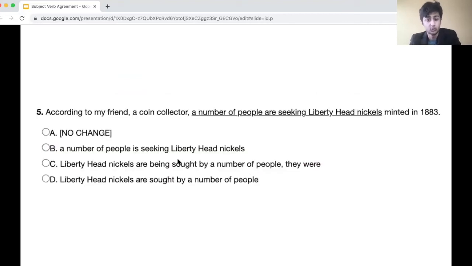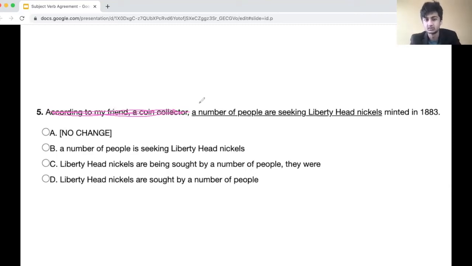According to my friend, a coin collector, a number of people are seeking Liberty Head nickels minted in 1883. Now, this is tough, but if you think about it, because the phrase after the comma stands on its own, you can delete this portion. This is actually unnecessary distractions.